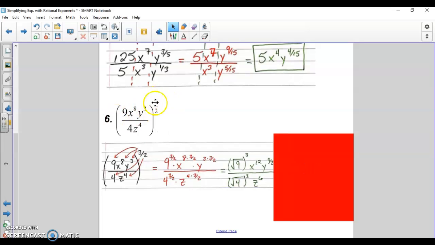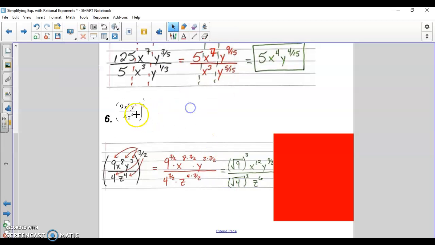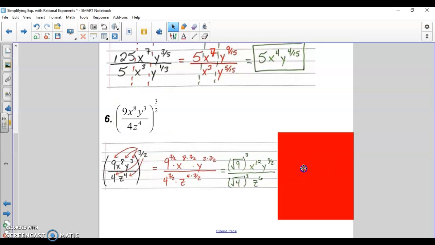I mistyped the problem, so let me get that going real quick. There should be 3 halves. The work is right now. There we go. All right, everything's good.